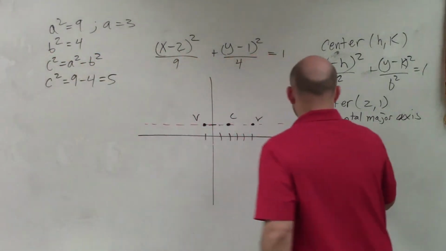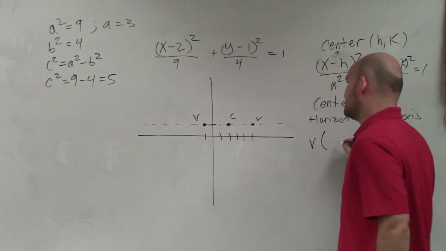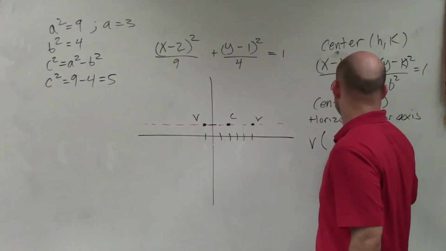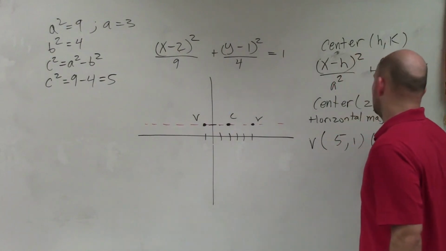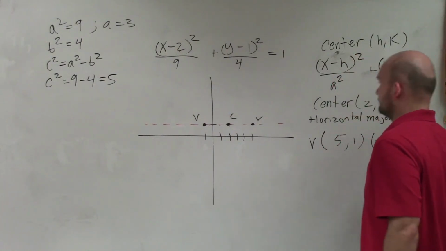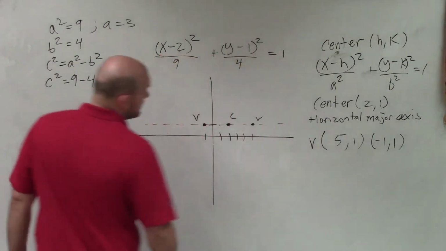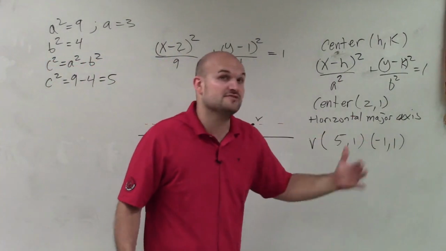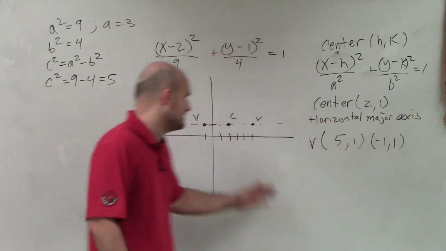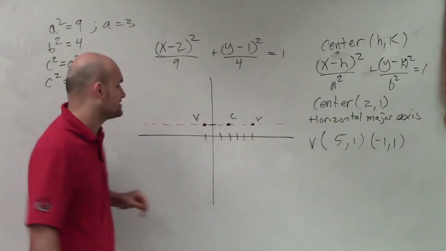So I have my vertices are now at 5, 1, and negative 1, 1. All right. And one thing that's very important is notice that the center, the vertices, as well as the foci are all going to have the same y coordinates because they all lie on that major axis.